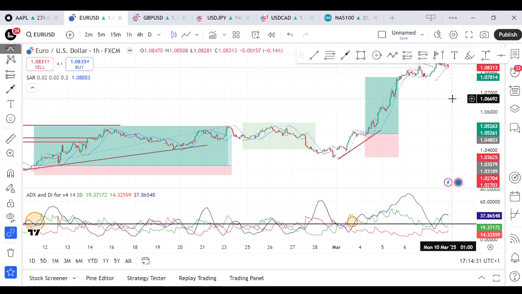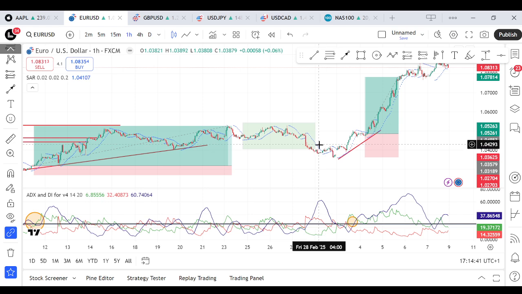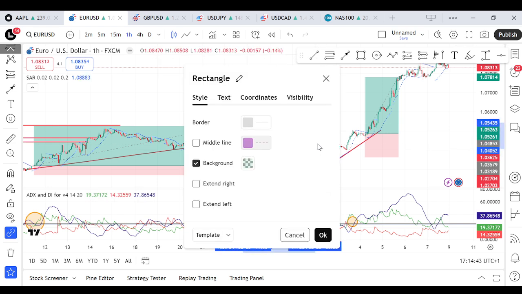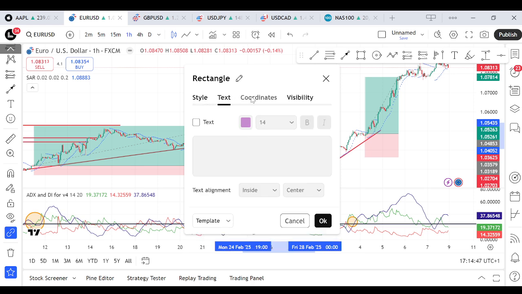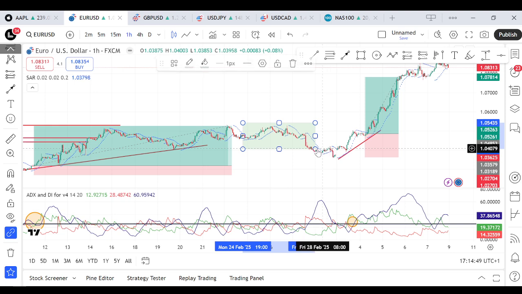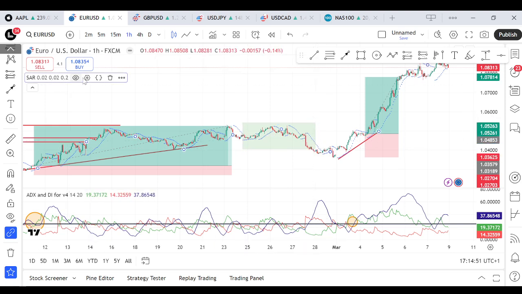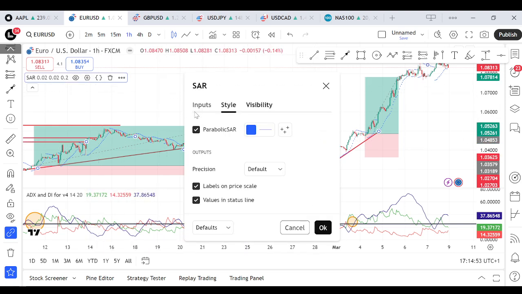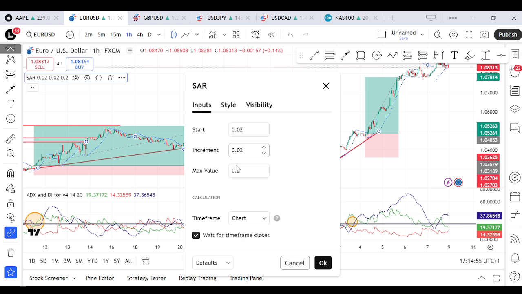Lastly, sticking to default settings without adjusting for market conditions can reduce the effectiveness of this strategy. For instance, in highly volatile markets, you can increase the parabolic SAR acceleration factor, which is this. Parabolic SAR has an acceleration factor. I'm just going to show you that, and this is it here.